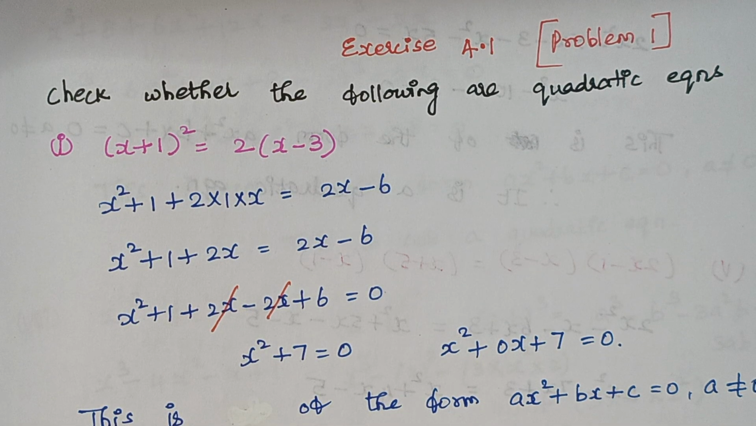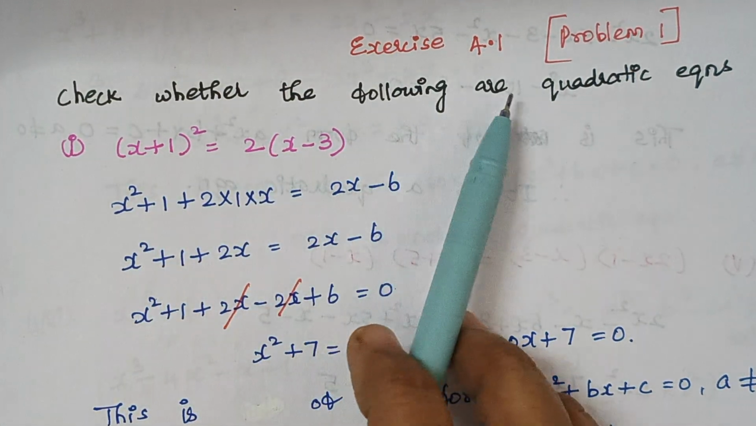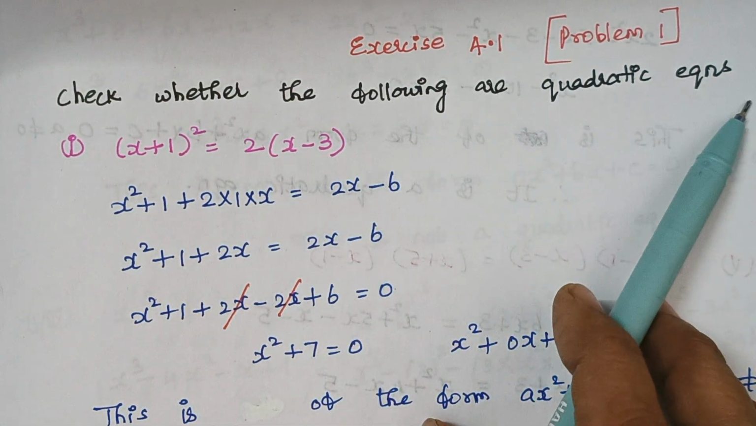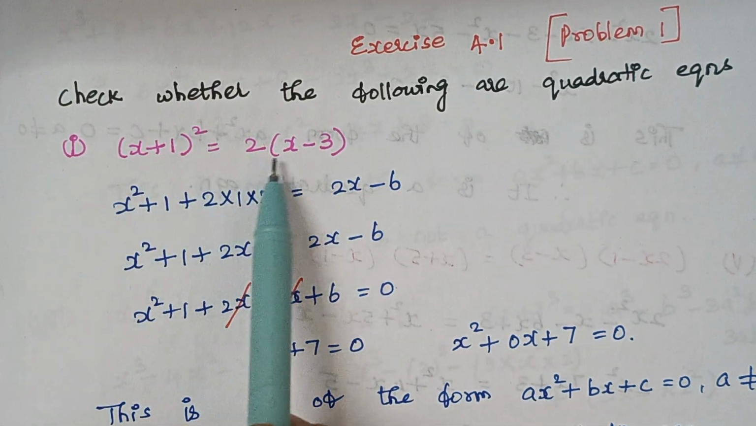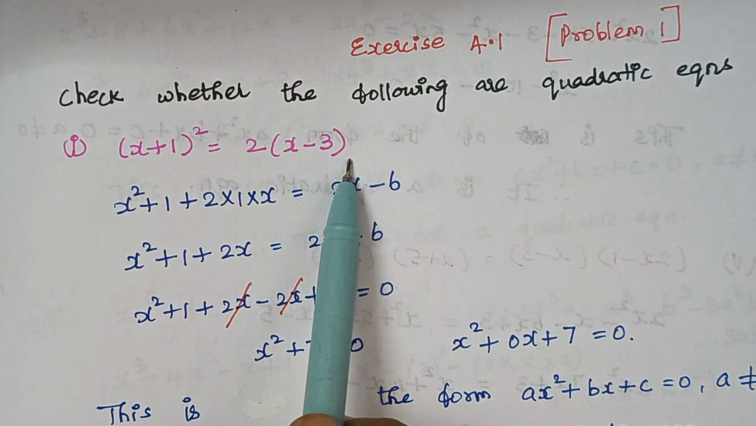Today we start our exercise 4.1 problem 1. So it has 8 subdivisions. We start with the first one. Check whether the following are quadratic equations. So here the first one is (x plus 1) whole square is equal to 2 into (x minus 3).